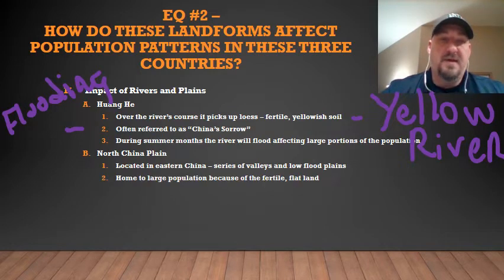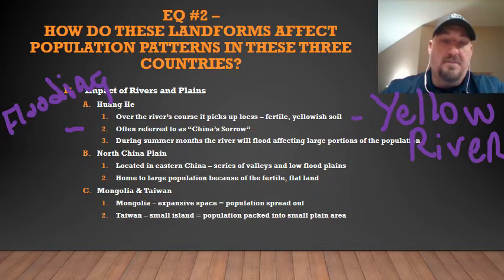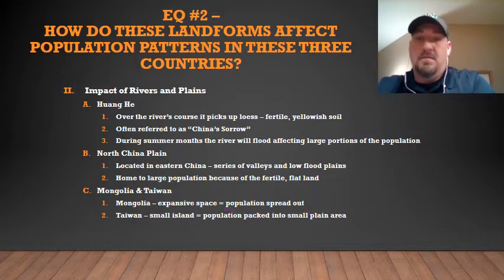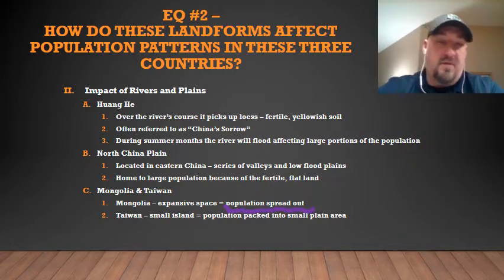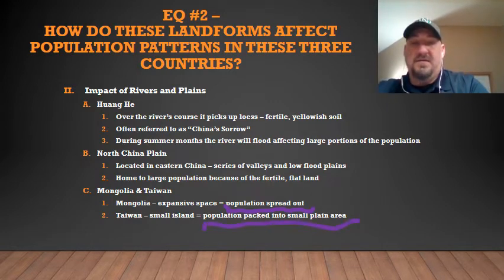The North China Plain is located in eastern China, and it's a series of valleys and low floodplains. It's home to a large population because of the fertile flat land. Mongolia and Taiwan. Mongolia is an expansive space, but the population is spread out. And Taiwan is a smaller island, and the population is packed into small plains areas.